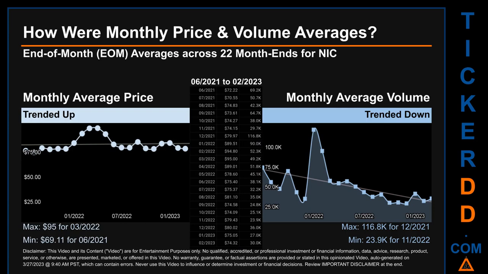How were price and volume averages for NIC? Across 448 trading days, there were a total of 22 month ends, of which monthly averages for daily price and volume were calculated. Overall, monthly price average trended up while monthly volume average trended down. The maximum end of month average price was $95 for 03/2022 while the minimum was $69.11 for 06/2021. Looking at volume, 12/2021 and 11/2022 respectively saw the highest and lowest monthly average volume at 116.8K and 23.9K.